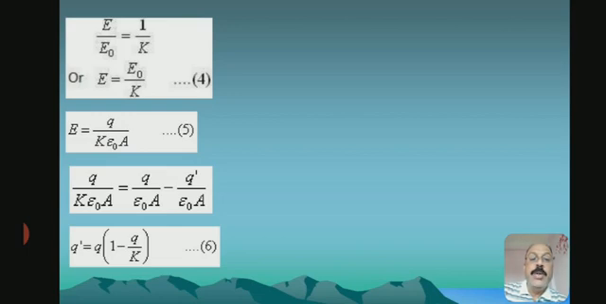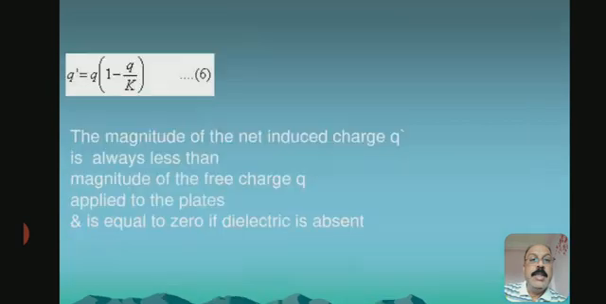Therefore Q divided by K epsilon naught A is equal to Q divided by epsilon naught A minus Q dash divided by epsilon naught A. Therefore finally Q dash is equal to Q into 1 minus 1 by K. So the magnitude of the net induced charge Q dash is always less than the magnitude of the free charge Q applied to the plates, and is equal to 0 if the dielectric is absent.